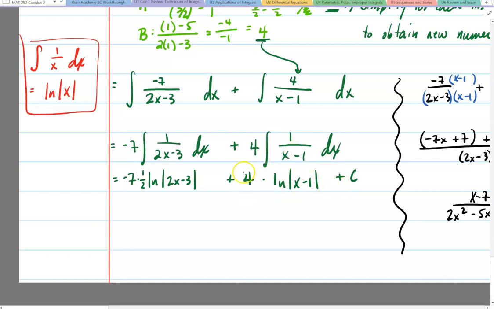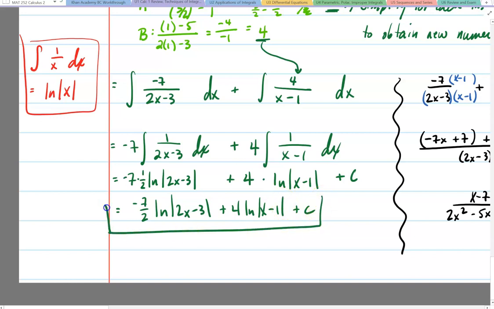And so this looks like a pretty good answer. Perhaps we can clean it up just a little bit here. -7/2 natural log of 2x minus 3 plus 4 natural log of x minus 1 plus c. And I think that would be a pretty good final result.